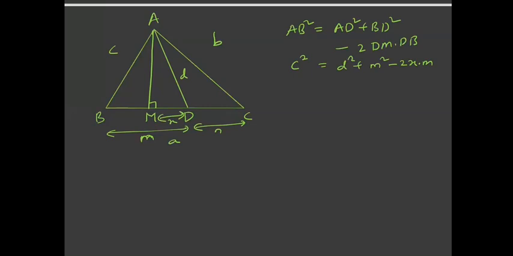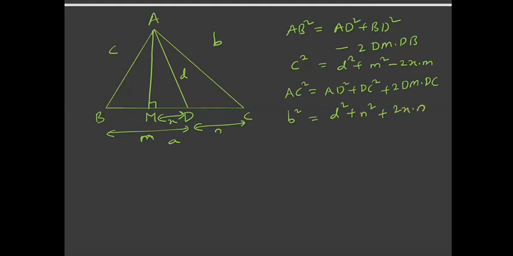Now let us use the theorem for triangle ADC. This is the obtuse angle triangle. So I can write AC square as AD square plus DC square plus 2 DM times DC by obtuse angle triangle theorem. So AC square is nothing but B square is equal to D square plus N square plus 2 into X into N. Okay.